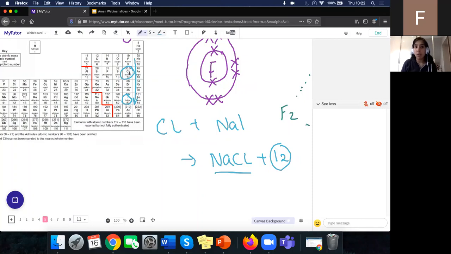And it's the same when you react chlorine with sodium iodide. Again, chlorine is more reactive than sodium iodide. So the iodine will be almost kicked out of that formula, leaving sodium chloride and iodine on its own. The same when we react fluorine with chlorine. Remember, fluorine is more reactive than chlorine. So when I did fluorine plus sodium chloride, the chlorine is kicked out. So you get sodium fluoride left with chlorine.